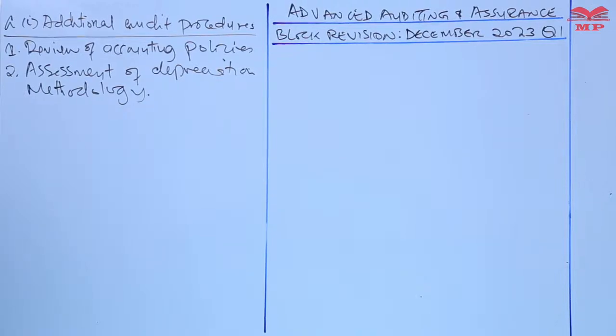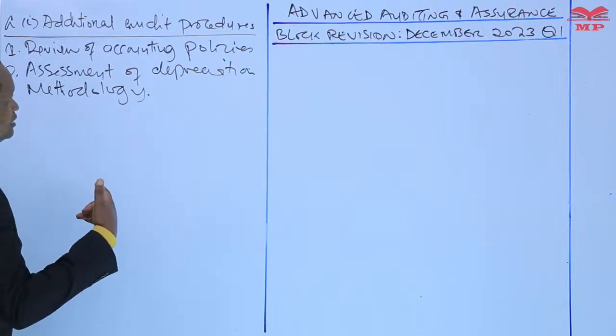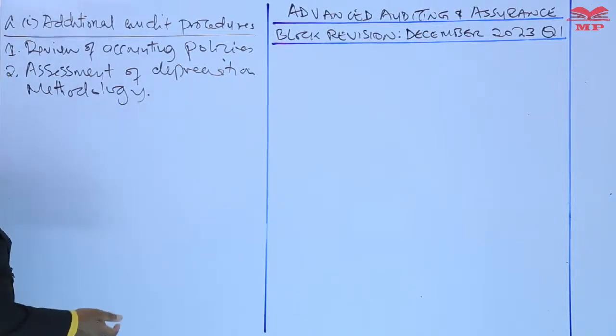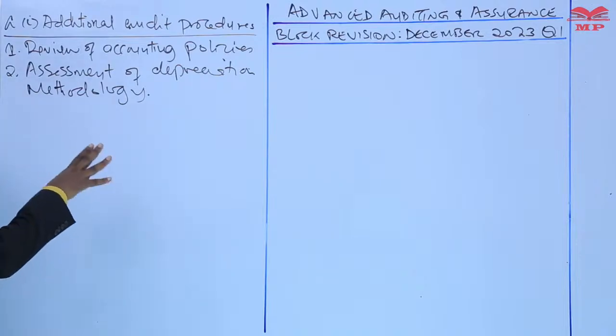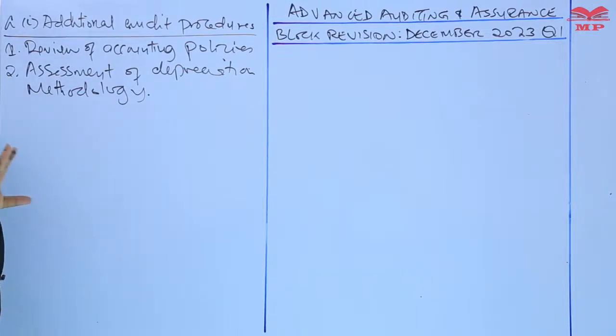The auditors may also consider alternative methods and their potential impact on the financial statements. There are various methods: the reducing balance method, the straight line method, and so on. Assessment of depreciation methodology.